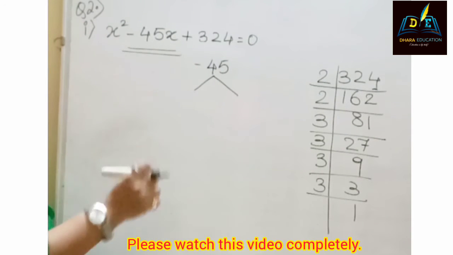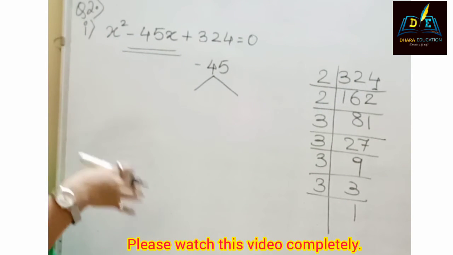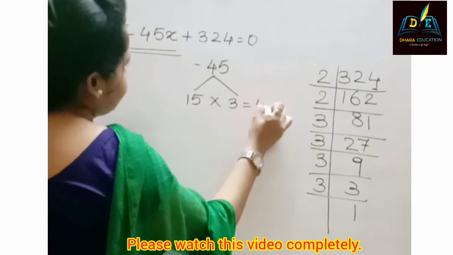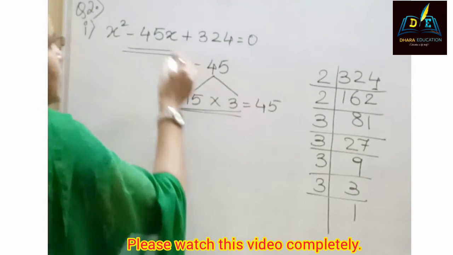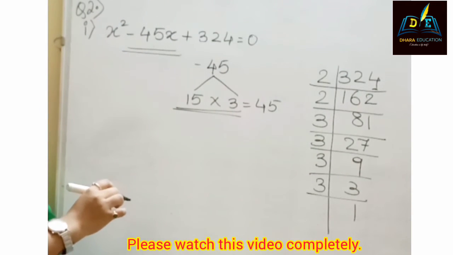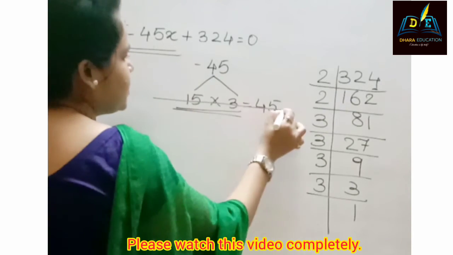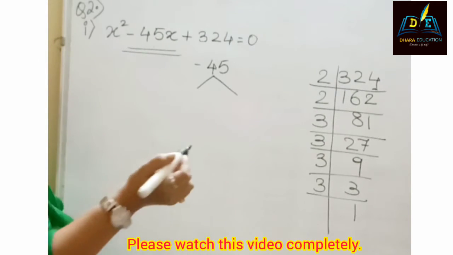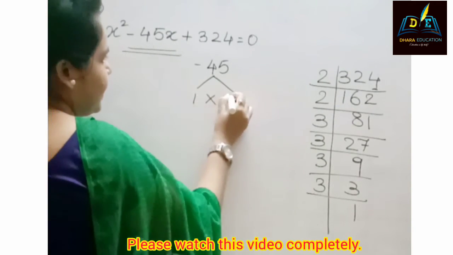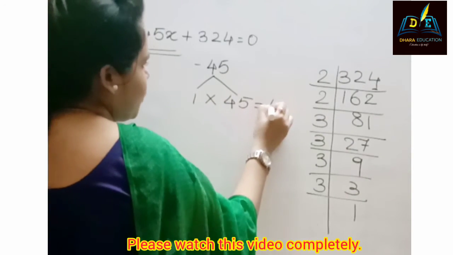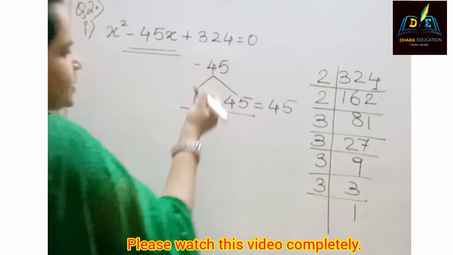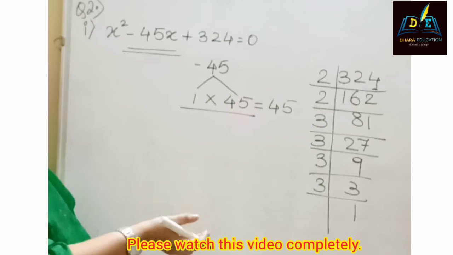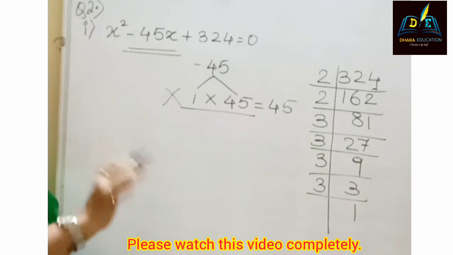So 45. The very first possibility which we can try is 15 3s are 45. But by adding or subtracting, we will never get minus 45, correct? So this possibility is wrong. Now students, another very simple possibility is 1 multiplied by 45 gives you 45. But with addition and subtraction, we will also not get the middle term, that is minus 45. So this possibility is also a wrong assumption.